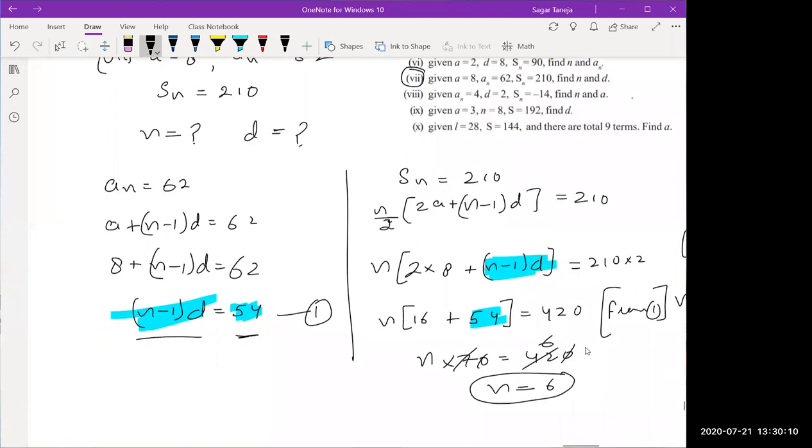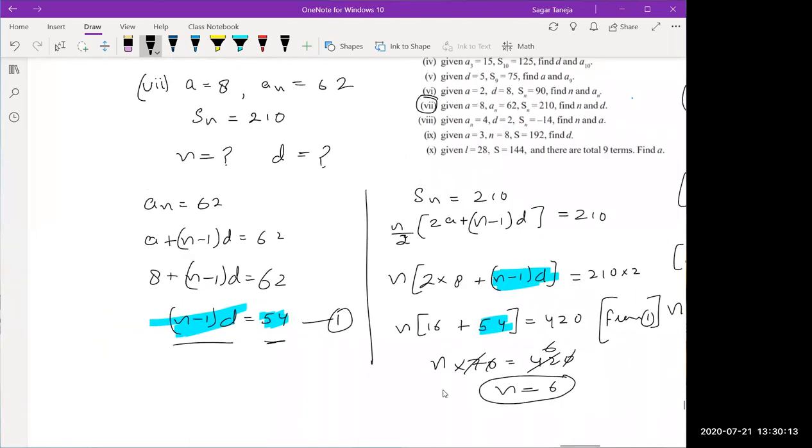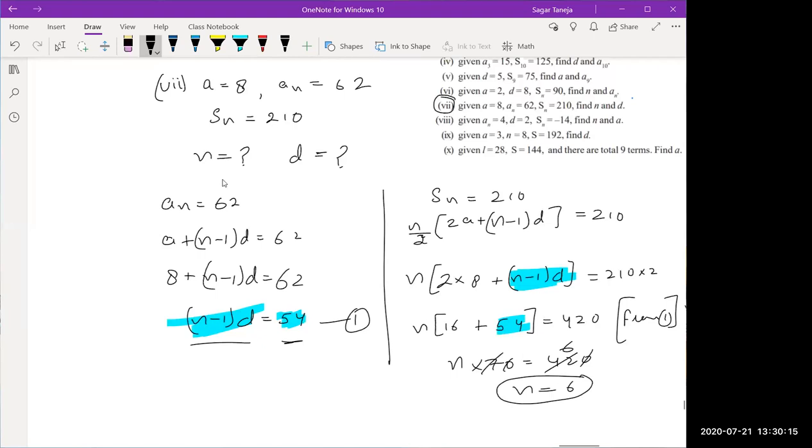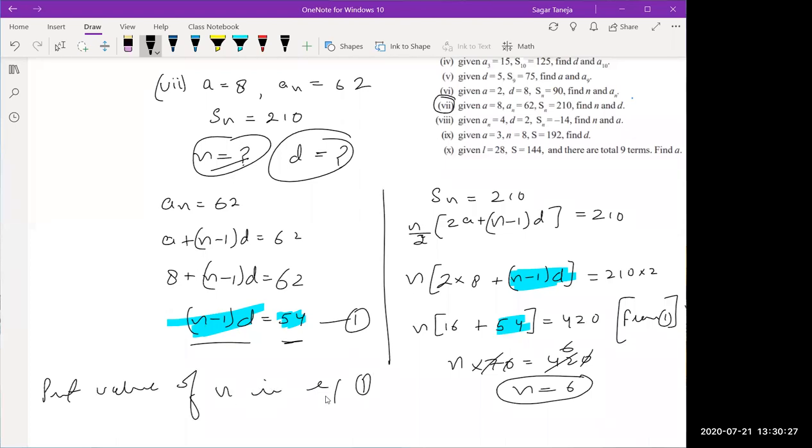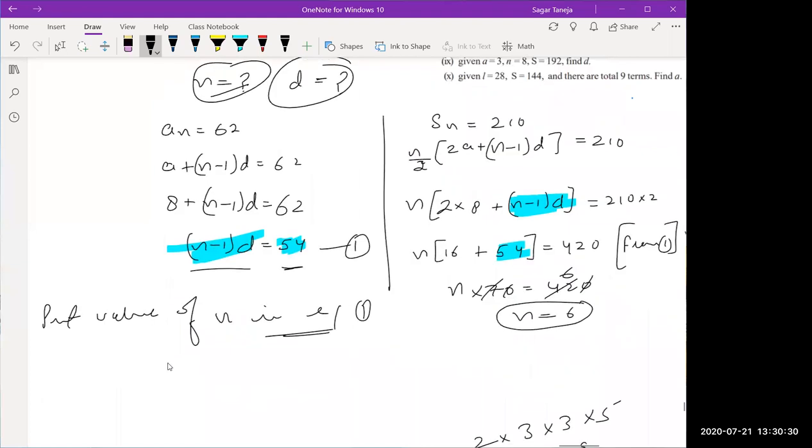This is the way to solve the question. After calculating the value of n, we can calculate the value of d also. Just put the value of n in any of the equations. So after this, write: put value of n in equation 1. Equation 1 is n minus 1 d equals 54, and the value of n is 6. So the value of d will be 54 divided by 5 because 6 minus 1 is 5.